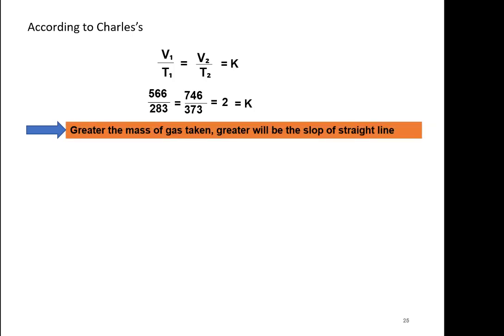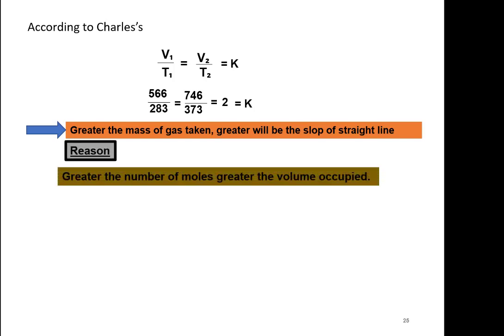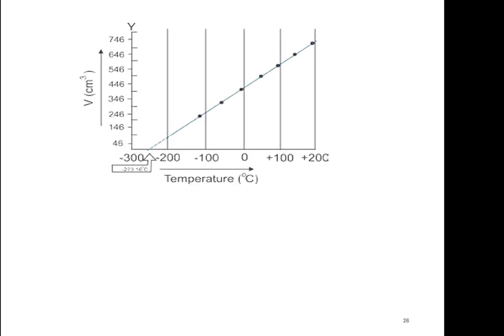Greater the mass of the gas taken, greater will be the slope of the straight line. Students, we have observed that if we take the mass of the gas in greater quantity, the slope of the straight line will also be greater. What is the reason? The reason is that greater the number of moles, greater the volume occupied. As the number of moles of gases increases, the volume also increases. And if the volume increases, the slope of the straight line also increases. Let's see the graphical explanation again.